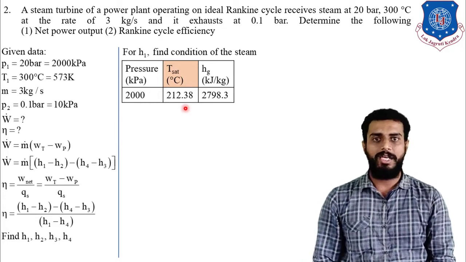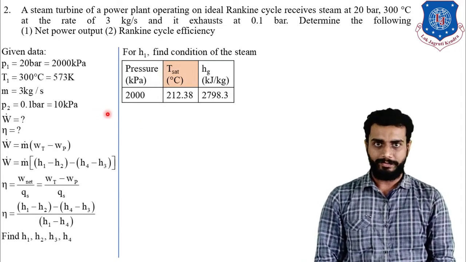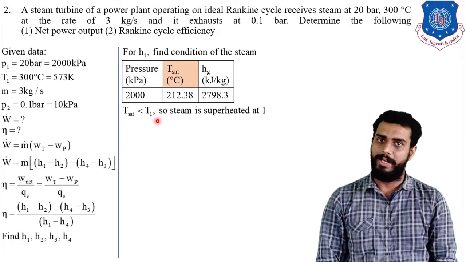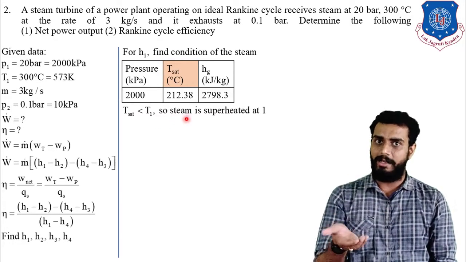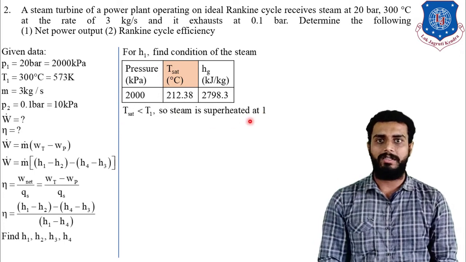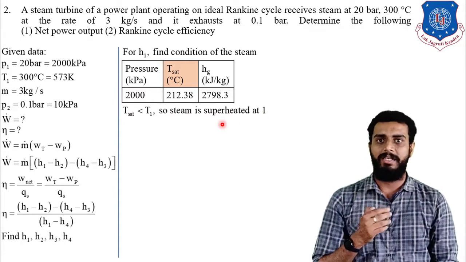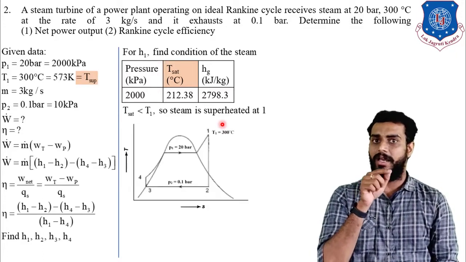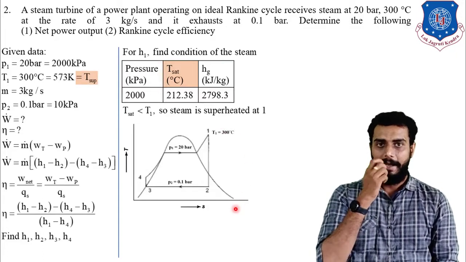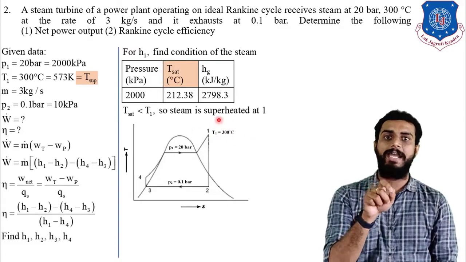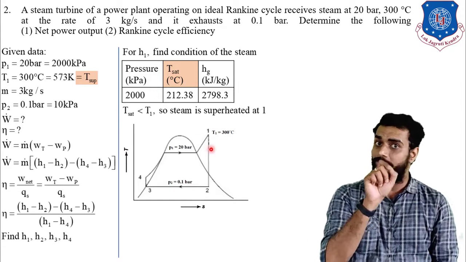Clear, students? So here you can see the saturation temperature is less than T1, or you can say T1 is greater than Tsat. So that is why steam is superheated at point number 1. If the steam is superheated at point number 1, then you can plot the TS diagram as shown on the screen. As you can see, point 1 will be in the vapor region, outside the dome. So that is the significance of identifying the condition of steam at point number 1.